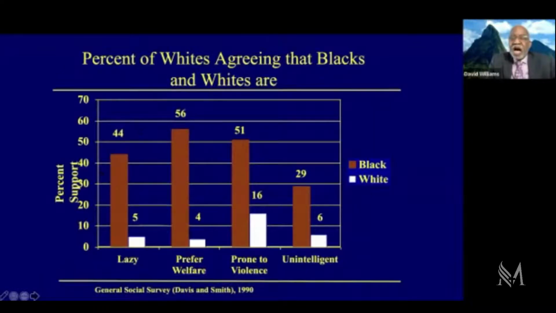In fact, this is how whites viewed Blacks compared to how whites viewed themselves. So for example, 56% of whites believe that Blacks prefer to live off welfare, where only 4% of whites believe that whites prefer to live off welfare. So you see the preponderance of a negative view.